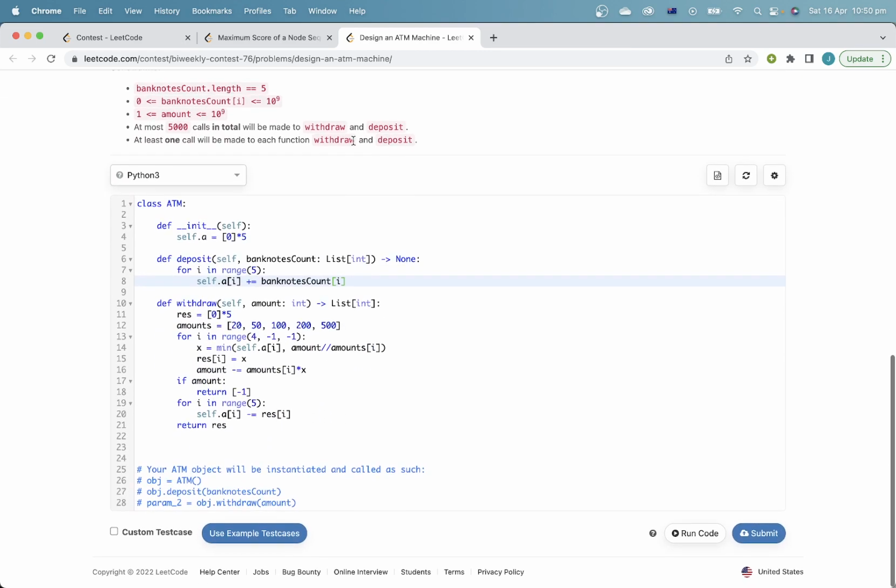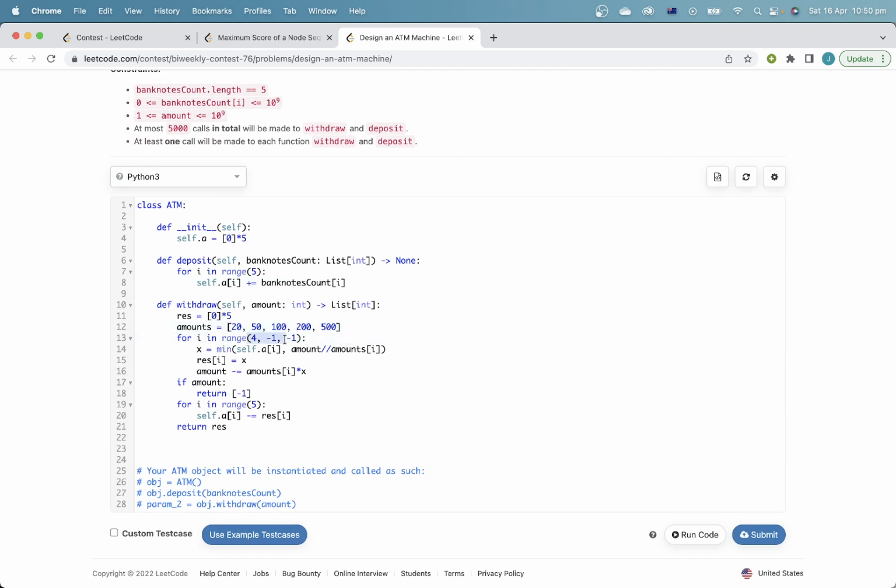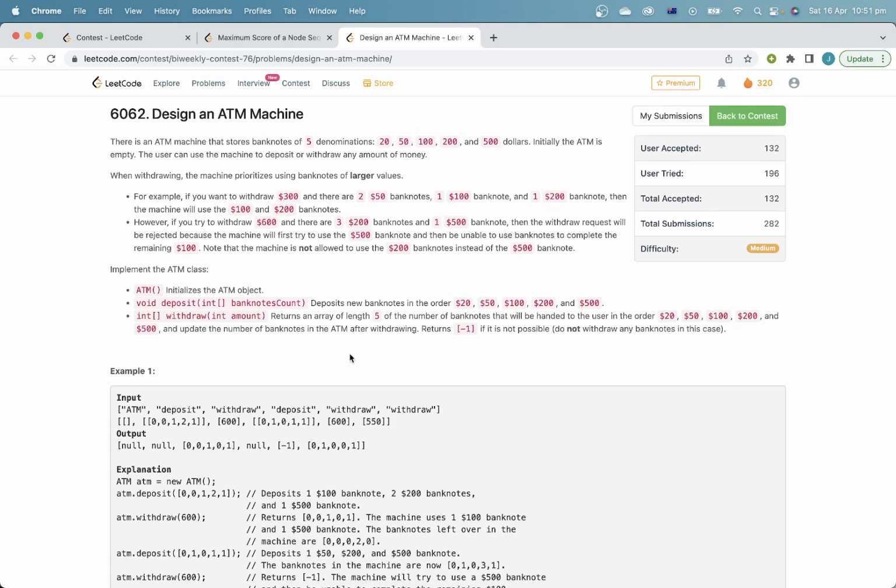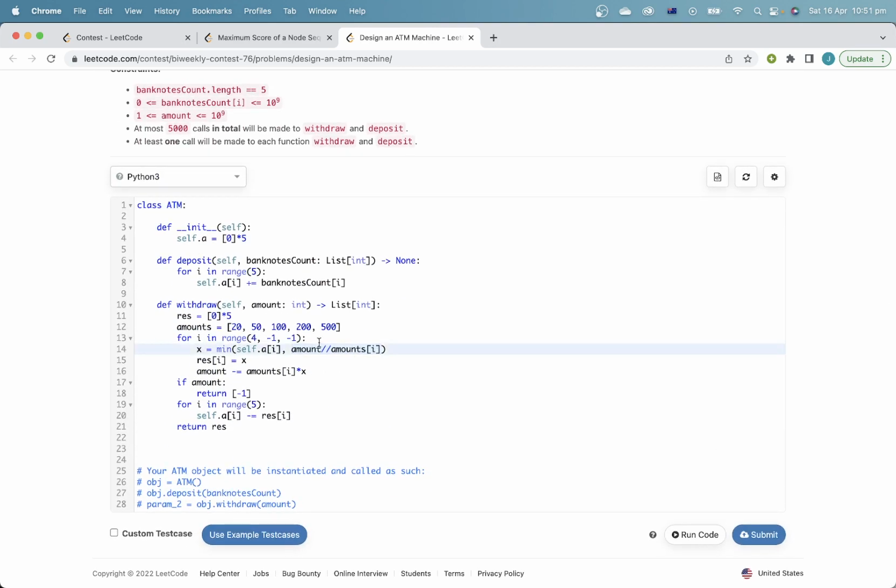So basically, these are the amounts. I'm going to loop backwards in decreasing order of amount. Each time, how many notes of that type am I going to withdraw? Well, on one hand, it has to be bounded by the number of notes I have. I can't withdraw more notes than the bank actually has. And on the other hand, it's also bounded by this, because if I withdrew more notes than this quotient, then I'd be withdrawing too much money, and that doesn't work. So for example, if amount was 60 and I'm withdrawing a $20 note, 60 divided by 20, that's 3 notes.